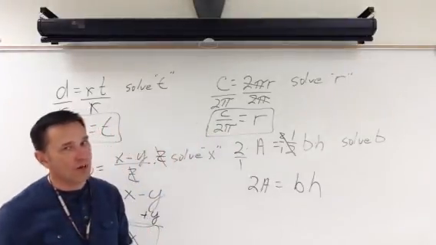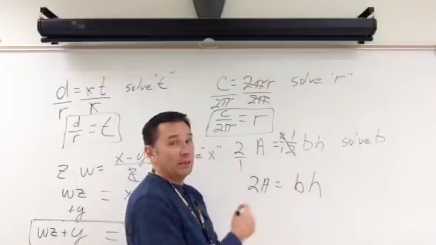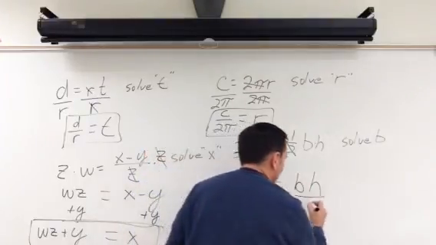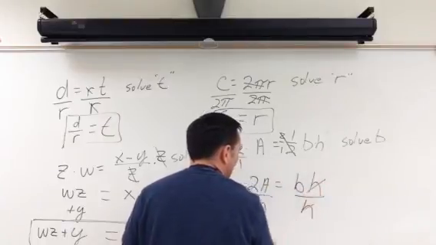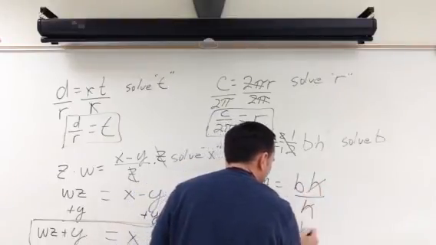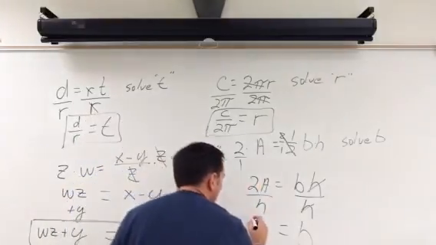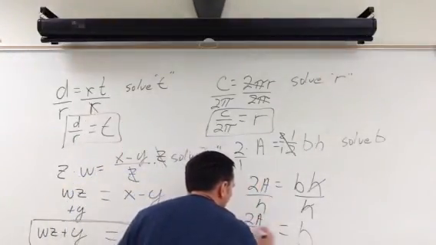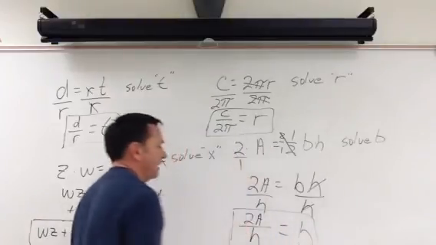Again, we want to solve for b. What's the h doing here? It's multiplying. The inverse of multiplication is division. We're undoing it. We simplify the h's by canceling them. We got b by itself. We've achieved our goal. We rewrite this as 2a all over h. And that is our answer there.